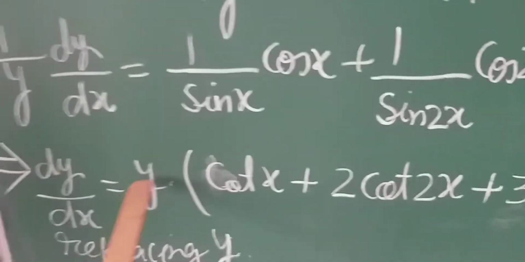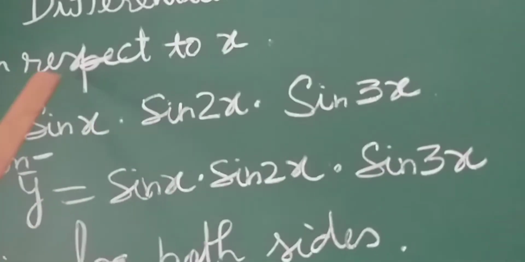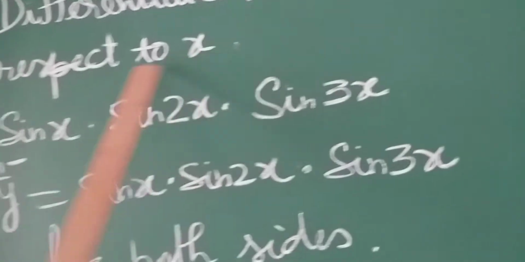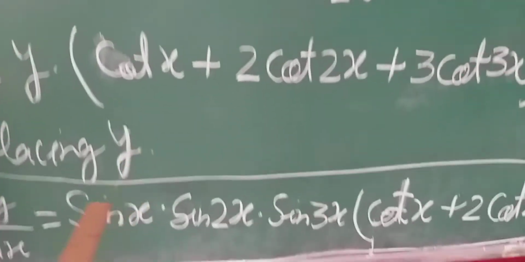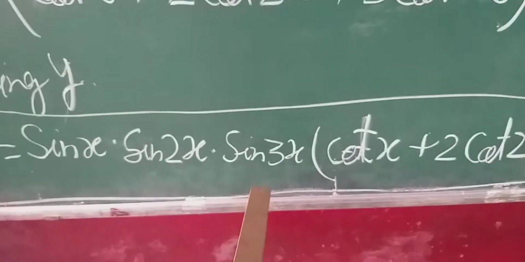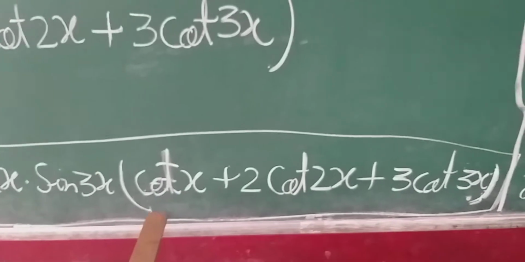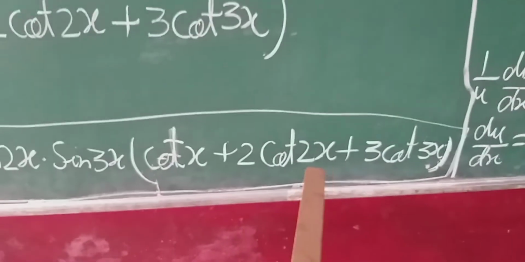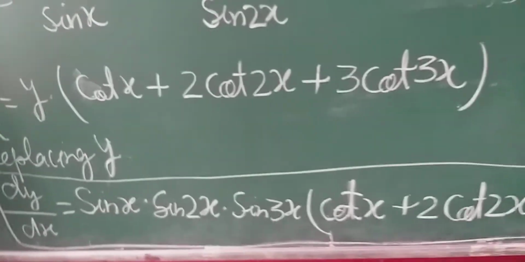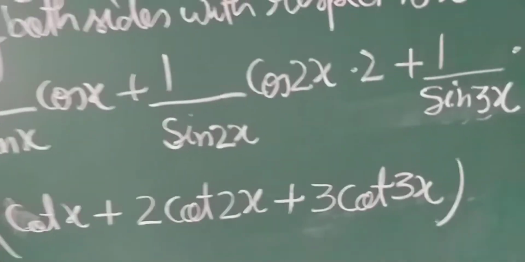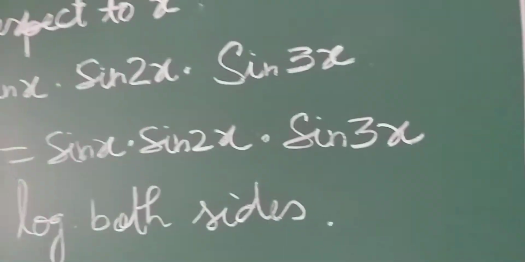Now students, replacing y, at the place of y we can write this question's y value. So y value sin x sin 2x into sin 3x, and this part remains as it is, cot x plus 2 cot 2x plus 3 cot 3x. So this is the derivative of this question, sin x into sin 2x into sin 3x.